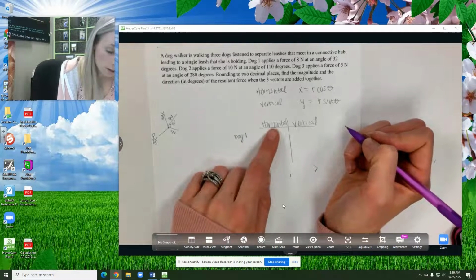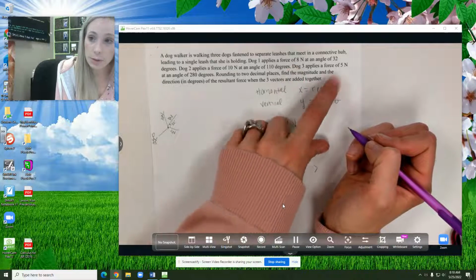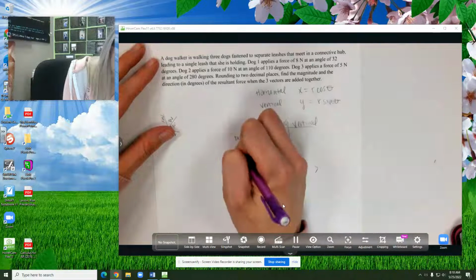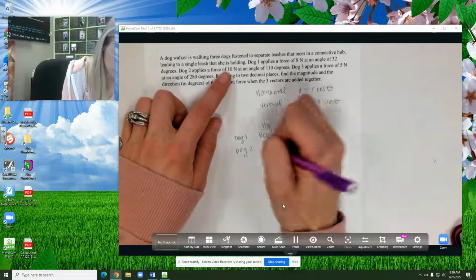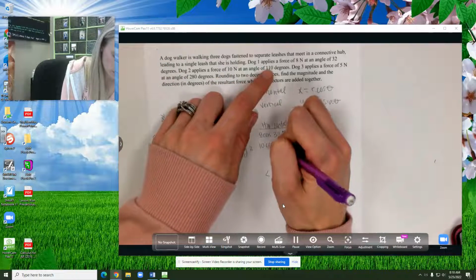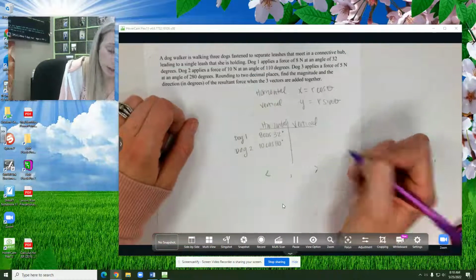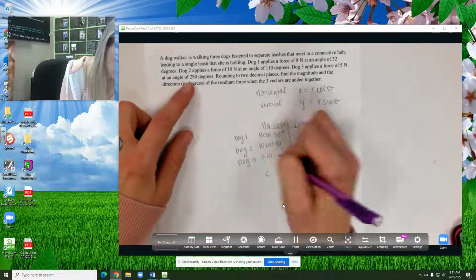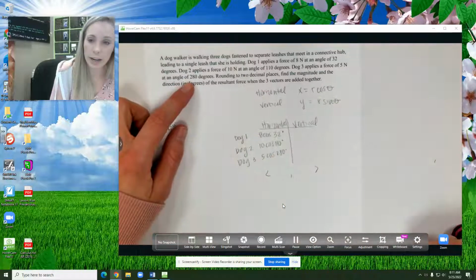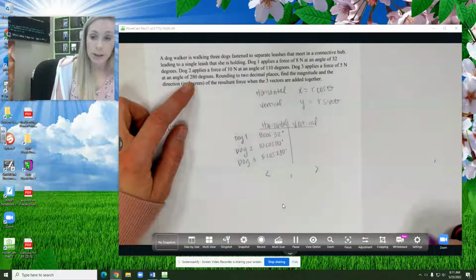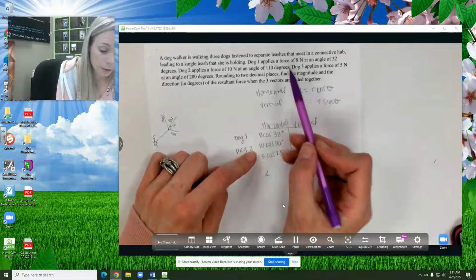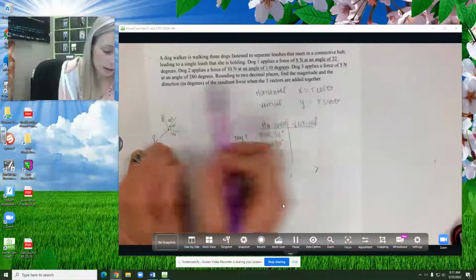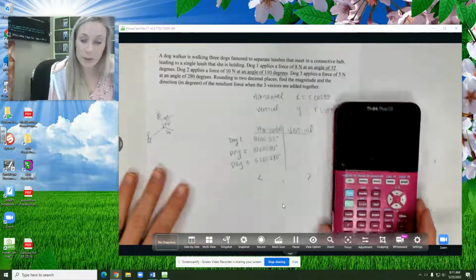For dog 1, my horizontal component is going to be 8 times cosine of 32. Dog 2 is going to be 10 times cosine of 110. And dog 3 is going to be 5 times cosine of 280. So my horizontal components are like this, and I get those directly from this: 8, 32, 10, 110, and 5, 280. Now I take my calculator.